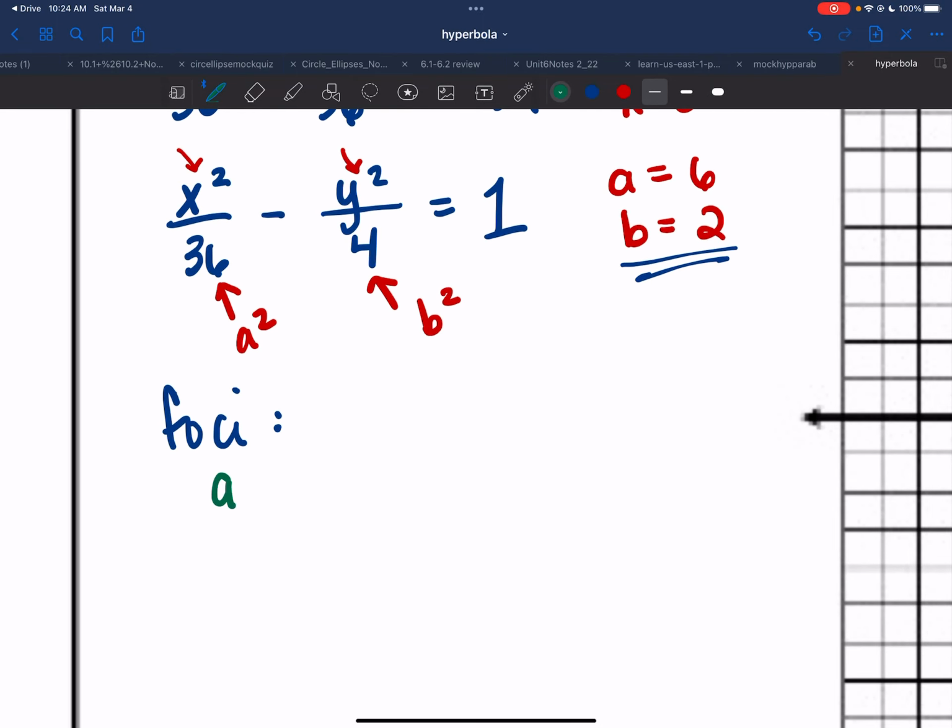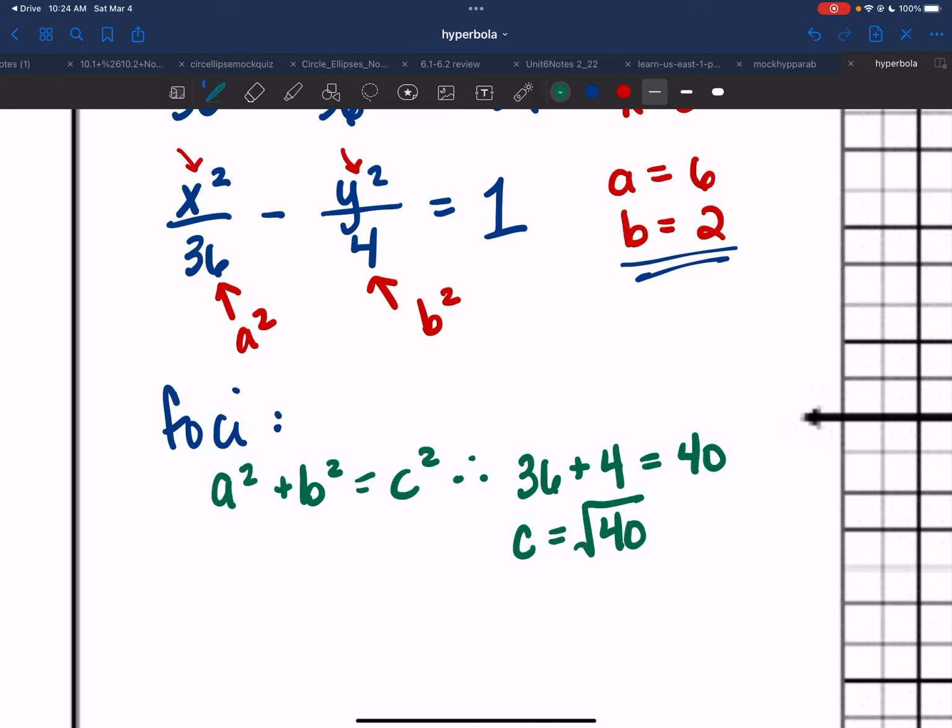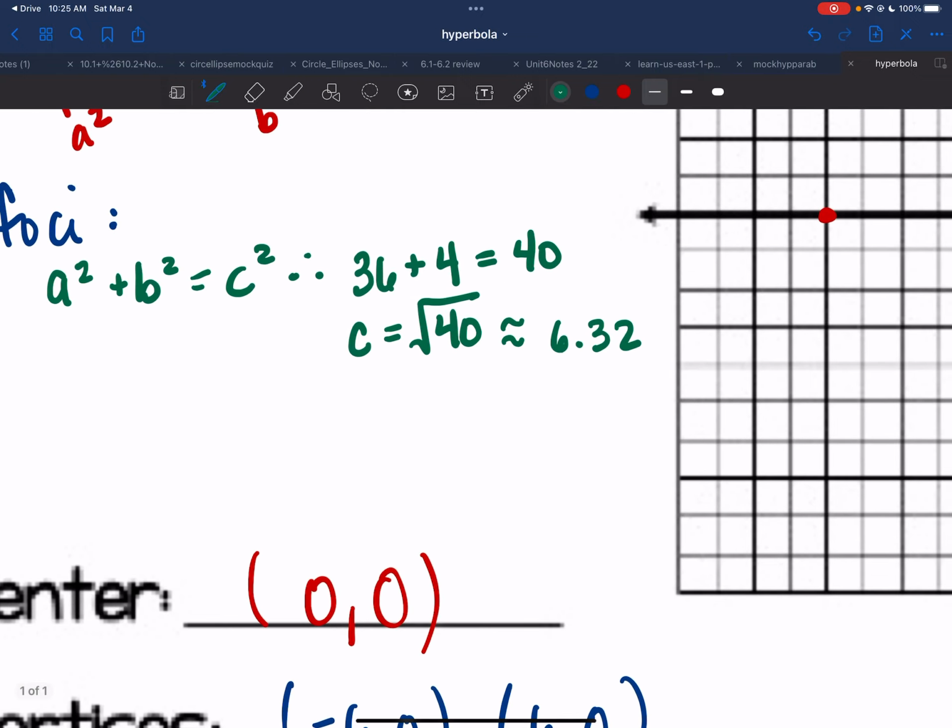That will be a squared plus b squared equals c squared. So I have 36 plus 4 is equal to 40. So c is going to equal the square root of 40. So let's go ahead and do that real quickly on our calculators. And that's a value of about 6.32. So my foci are 6.32, and there's a couple things that we need to know about that.